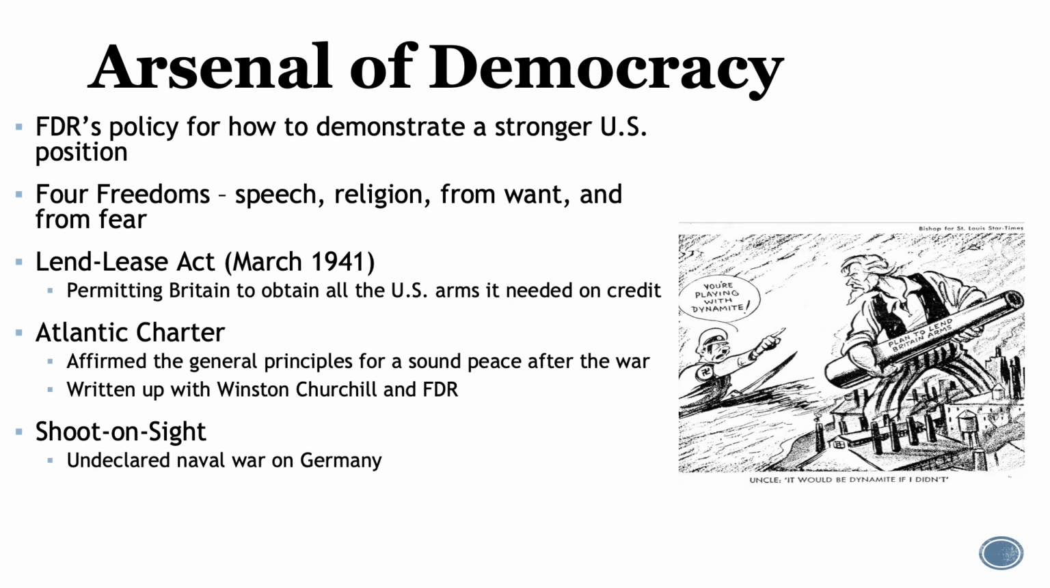Now, FDR started to create this arsenal of democracy. It was his policy for how to demonstrate a stronger U.S. position. Started with the 4 freedoms: freedom of speech, freedom of religion, freedom from want, and freedom from fear. In March of 1941, he established the Lend-Lease Act, which permitted Britain to obtain all the U.S. arms it needed on credit. FDR compared it to lending a garden hose to a next-door neighbor whose house is on fire. Doesn't do a whole lot, but it might do a little.